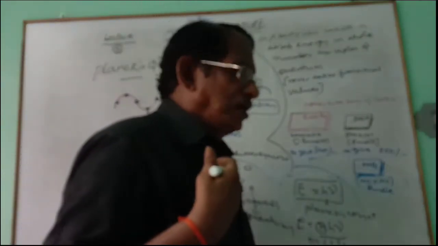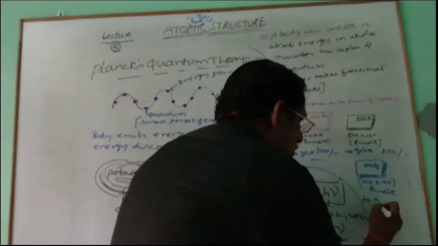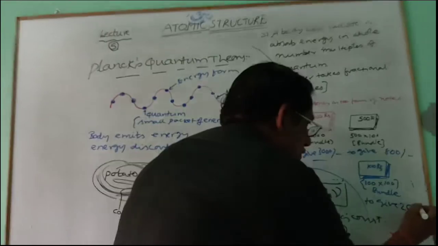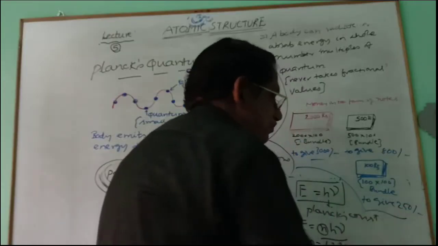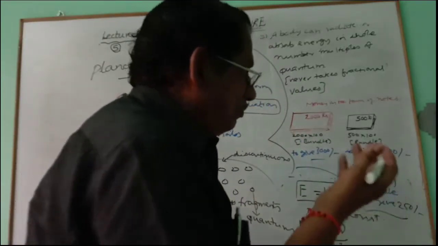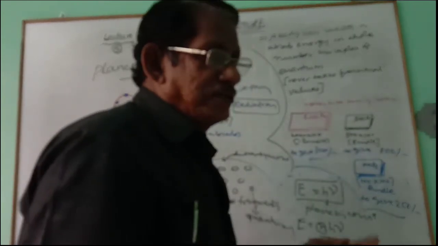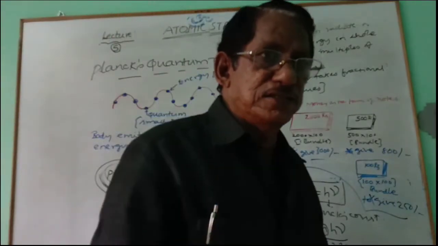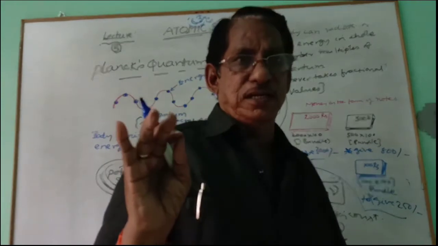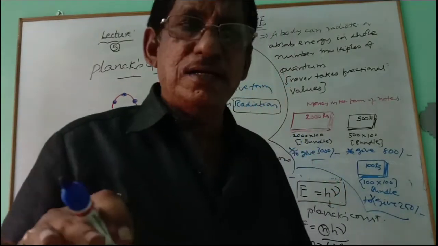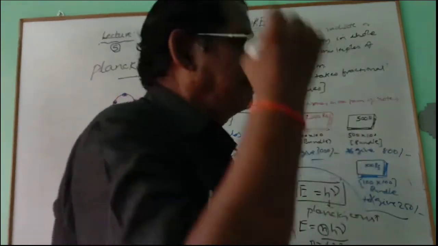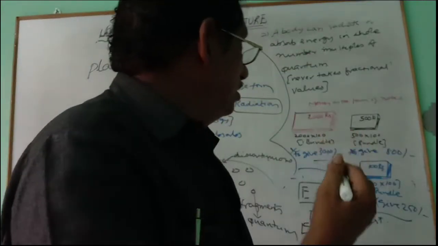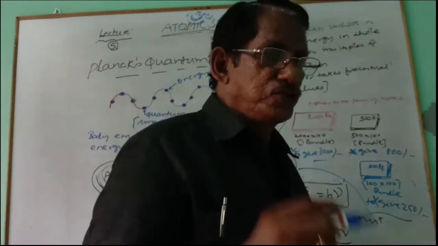Suppose if you ask me to give 250 rupees, is it possible for you? A 50 rupee note is not there, you cannot get the value. Multiples of 100 you can get, not this, not this, not this. That is the meaning of quantum, which takes the whole numbers only. It will never take the fractional values. That is the meaning of quantum, which always takes multiples.